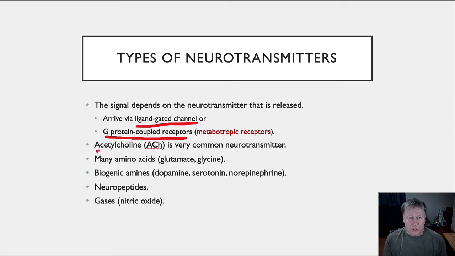Neurotransmitters, we've already mentioned acetylcholine is a common neurotransmitter for muscle contraction. Many amino acids will act as neurotransmitters, glutamine, glycine. We can have biogenic amines like dopamine, serotonin, norepinephrine. These are things that are also neurotransmitters. Neuropeptides, so different proteins can act as neurotransmitters. Some gases can act as neurotransmitters.